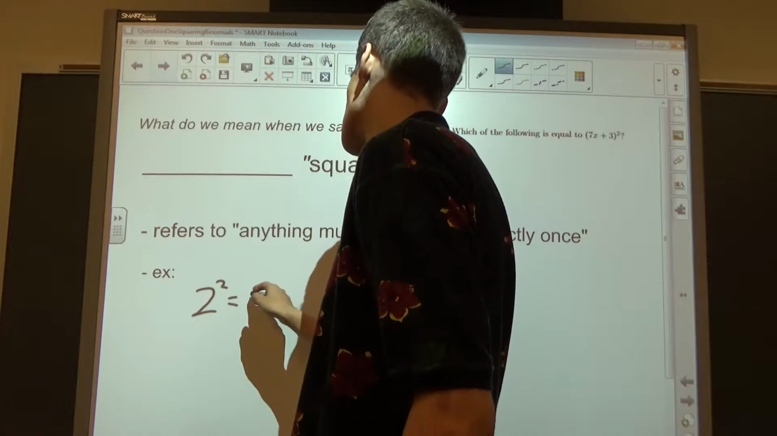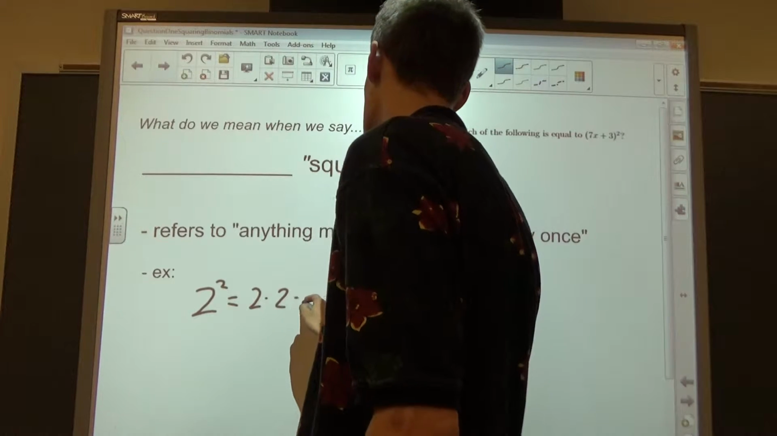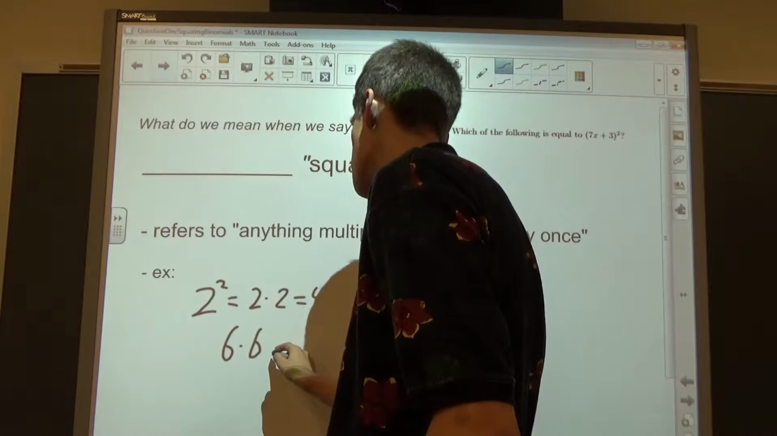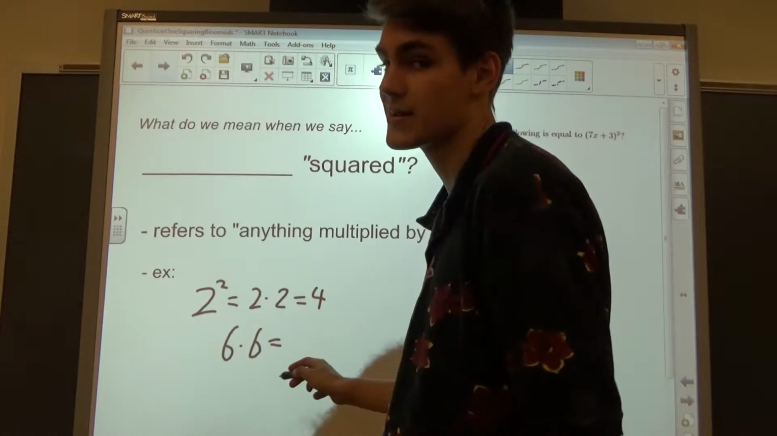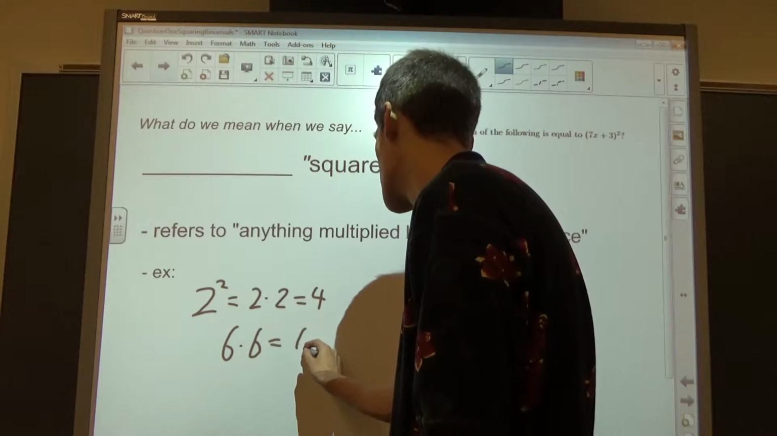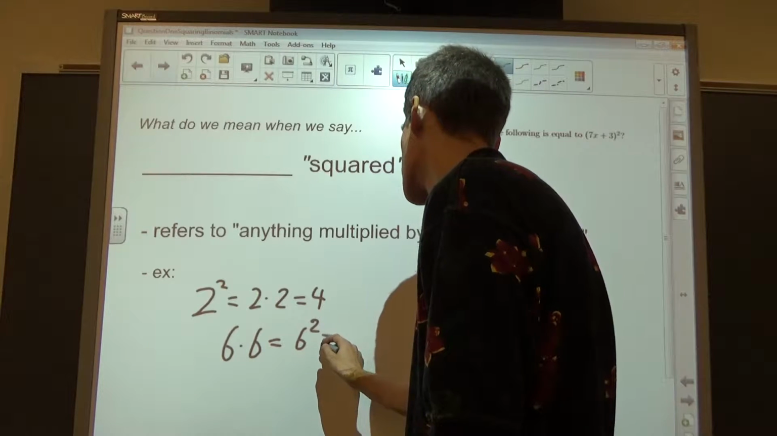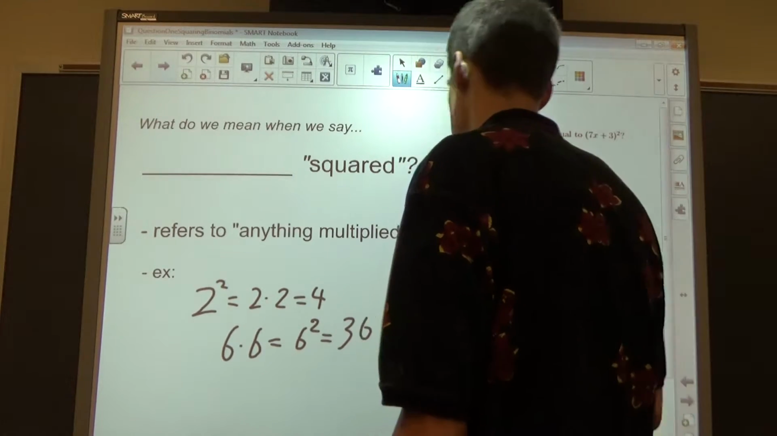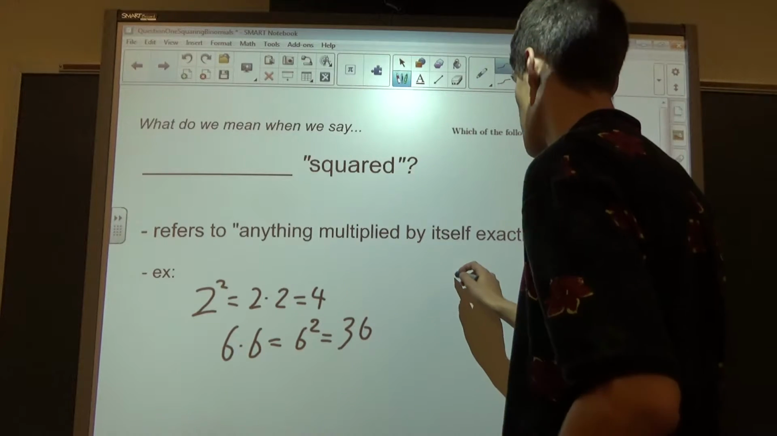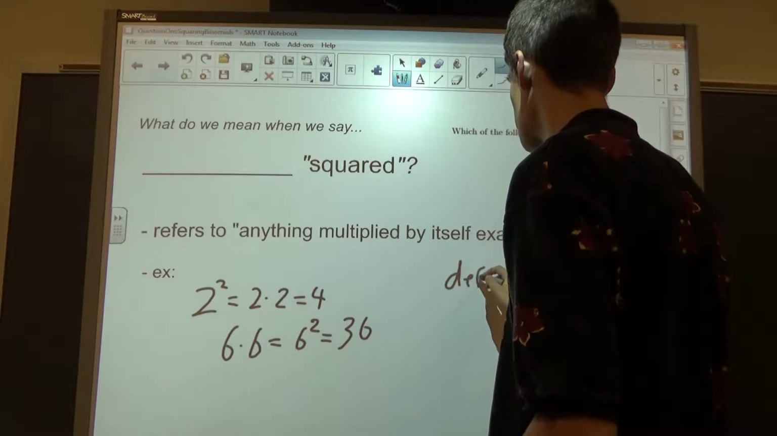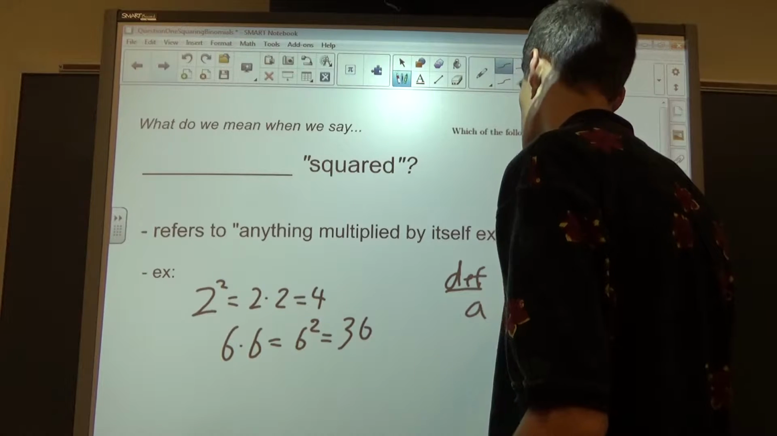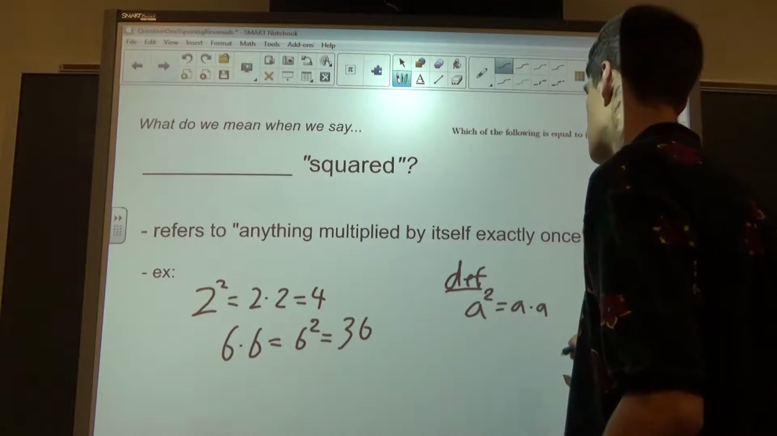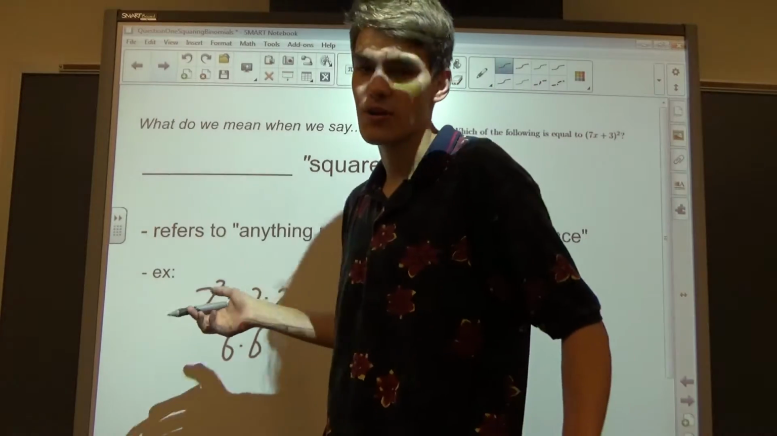So 2 squared would be 2 times 2, that's 4. If I gave you 6 times 6, you'd see it's something multiplied by itself exactly once. So we could write that as 6 with a little 2 above it, that's 6 squared, and everybody knows that 6 times 6 is 36. In general, if you have a thing, a, and you square it, it's equal to a times a.